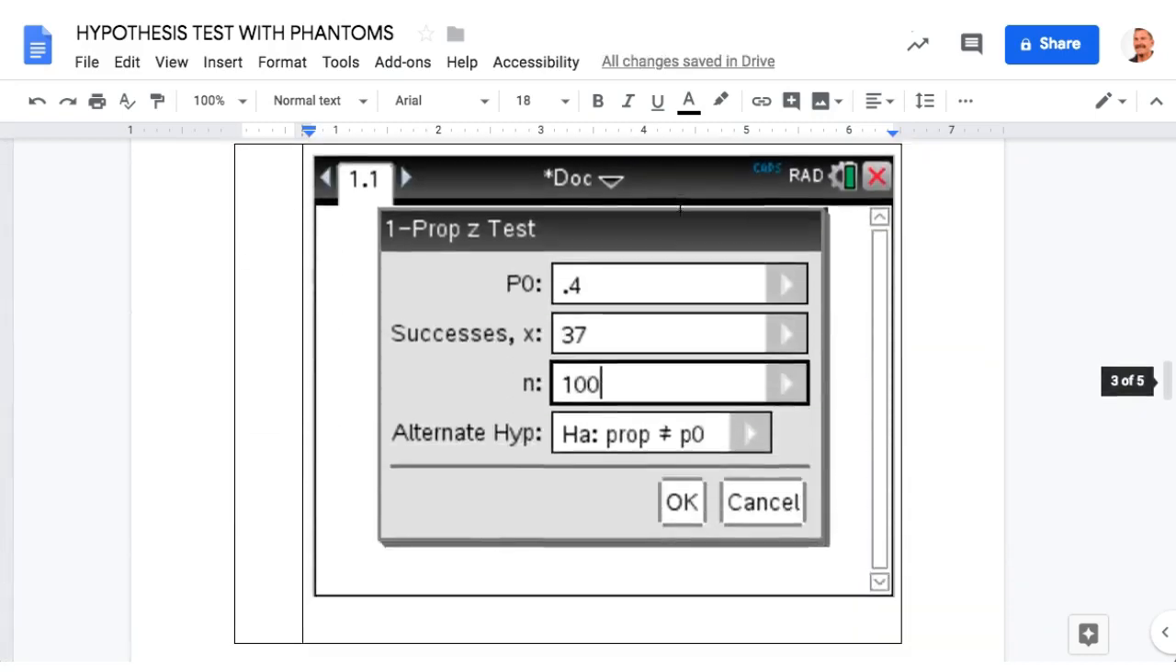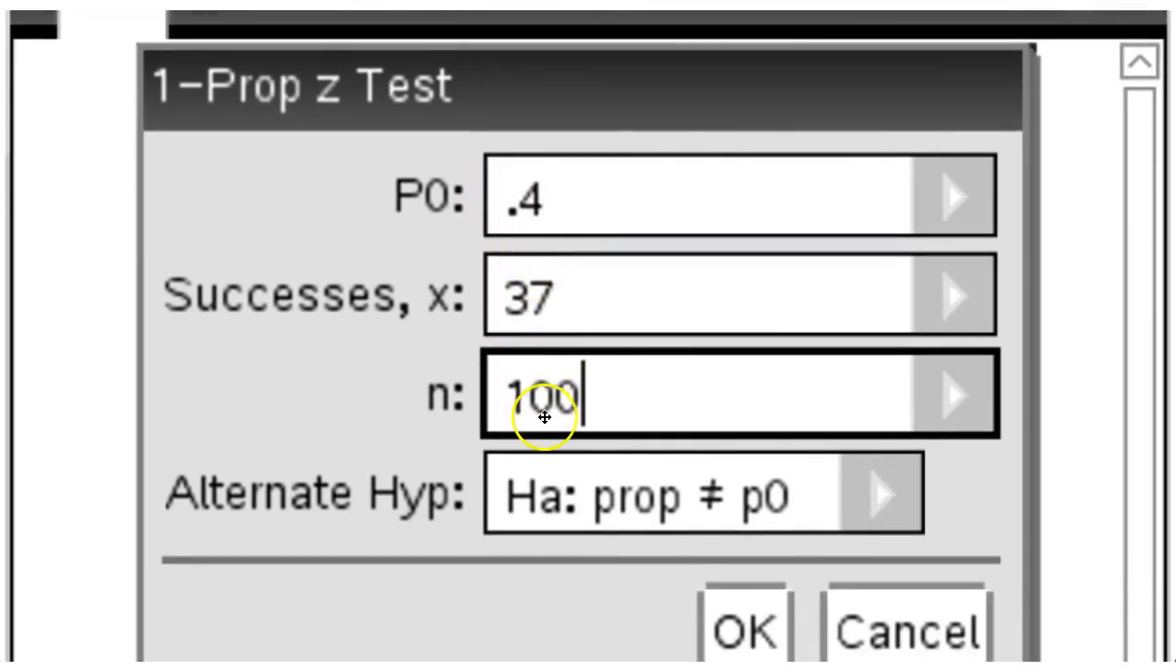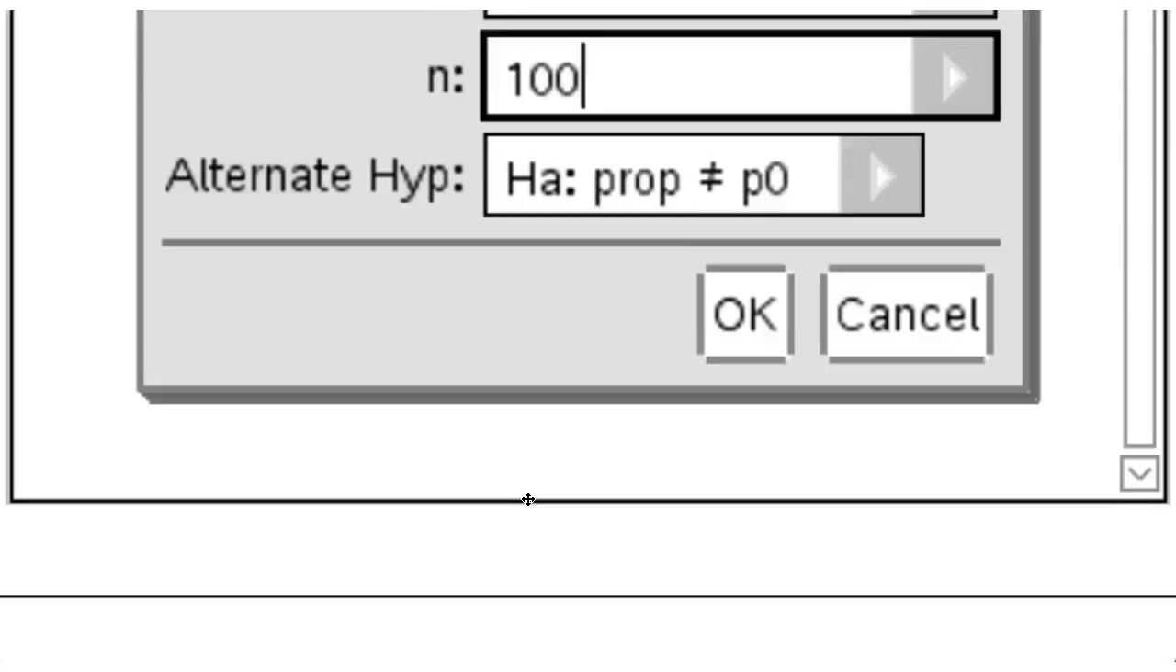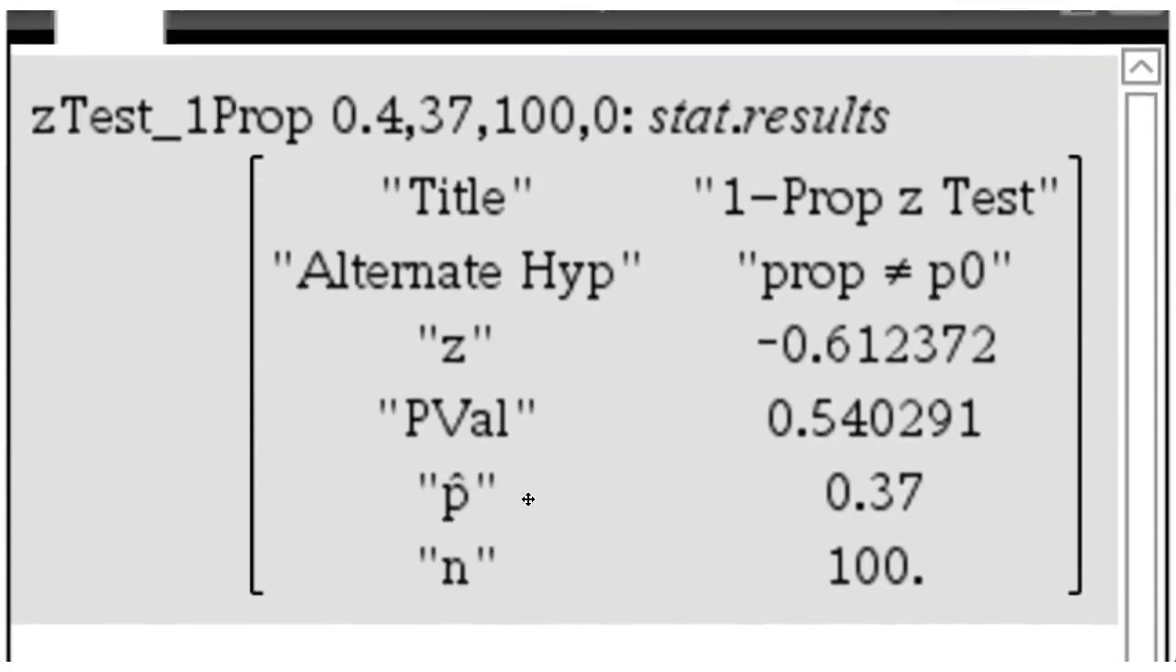And I can do this on my calculator. So for example, on my calculator, there is a 1 proportion Z test where my null hypothesis is 0.4 and my successes are 37 and my sample size is 100 and I select my alternate hypothesis. And then it spits out this stuff here. This is all the stuff that I need to include in my work.